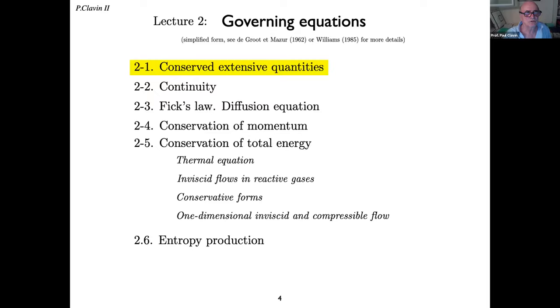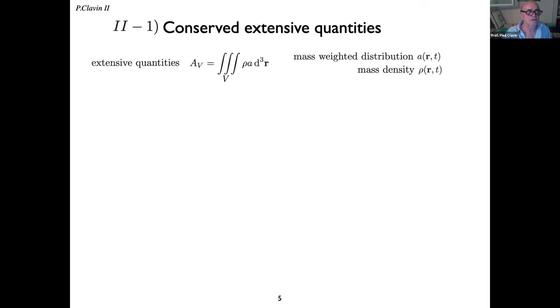Let's start with a conserved extensive quantity. What is an extensive quantity? It is a quantity that is obtained by an average over a volume of a small a density, depending on space r and time, times the mass density. So the product rho a is the density of the quantity a per unit volume, and multiplying by the elementary volume and integrating over the volume, you have an extensive quantity. This is the definition of an extensive quantity. An extensive quantity is a quantity that increases like the volume or like the mass, when it is homogeneous, of the considered volume.